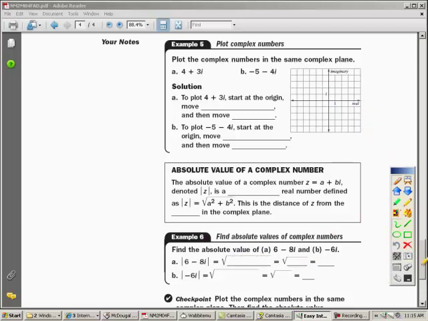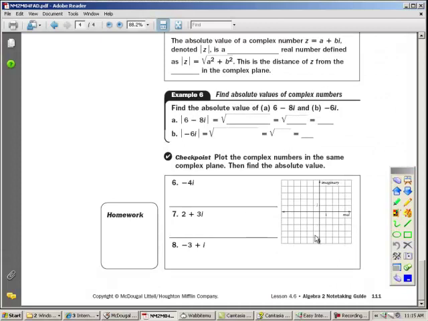You guys go ahead and take a look at those last little ones here. Give yourself 2 minutes to work on that.